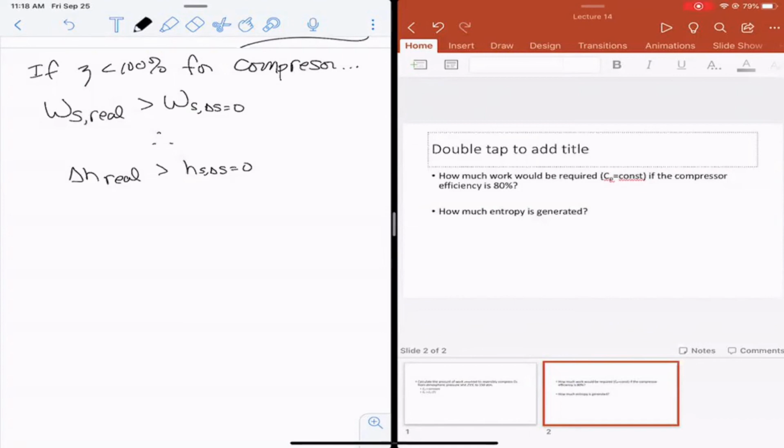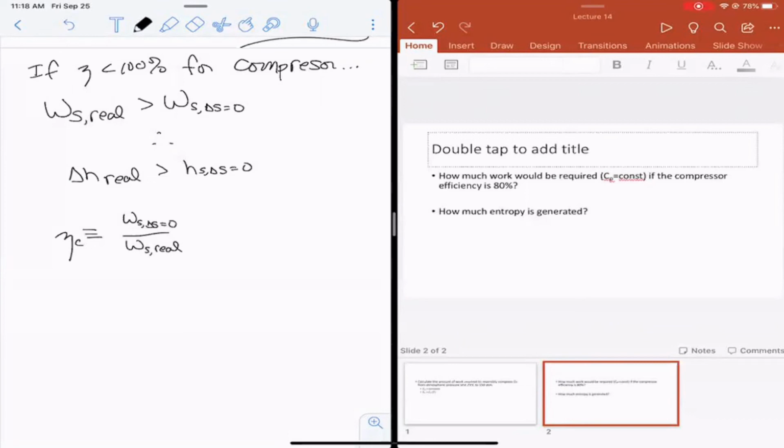Exactly. And maybe this would make a little bit more sense if I wrote it mathematically. The efficiency for a compressor we can define as the minimum amount of work that you could possibly do, which is the shaft work when the efficiency is equal to 100%, that's the isentropic work, divided by the shaft work that we really have to do. Does that make a little more sense to write it that way? Yeah. All right, good.